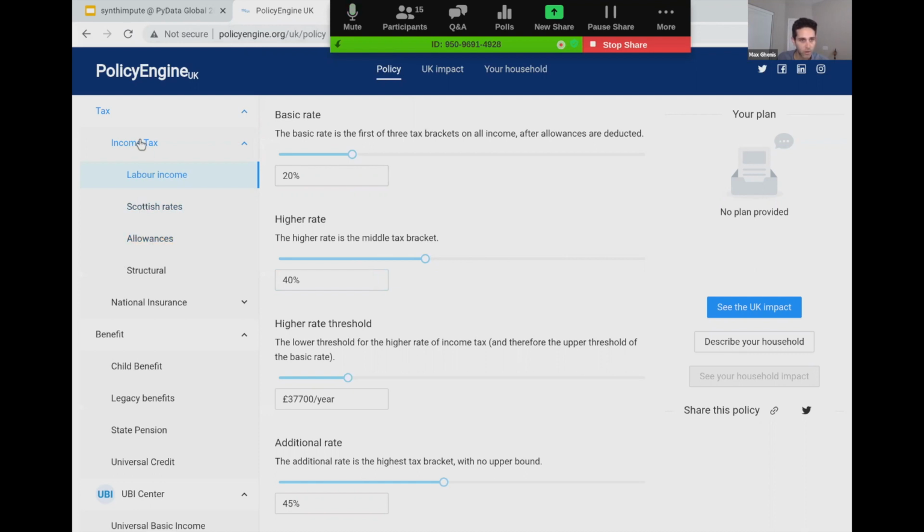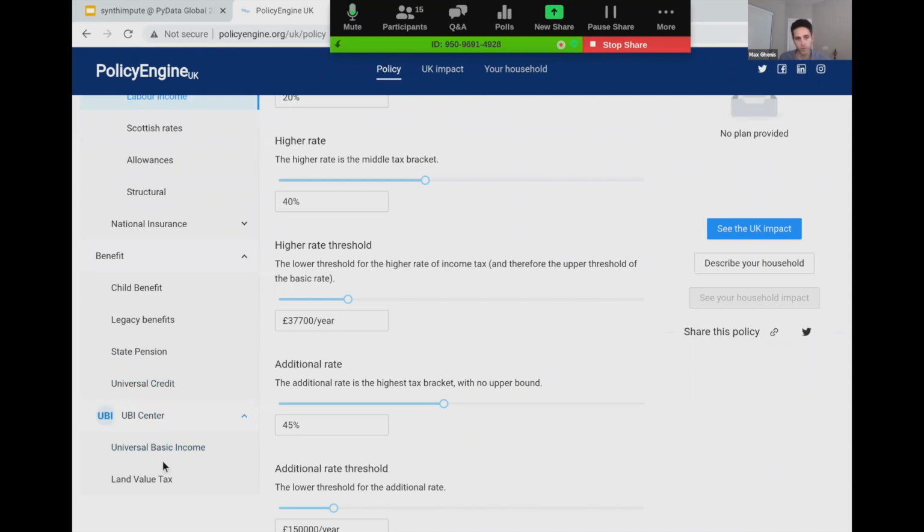So we've got our tax system here. National Insurance is kind of like payroll taxes for those in the US. And then a whole bunch of benefit programs. So Universal Credit is actually the biggest one, our means-tested program. State pension is also very, very large. And we also have some user-contributed sections, which we'll get into in a bit.